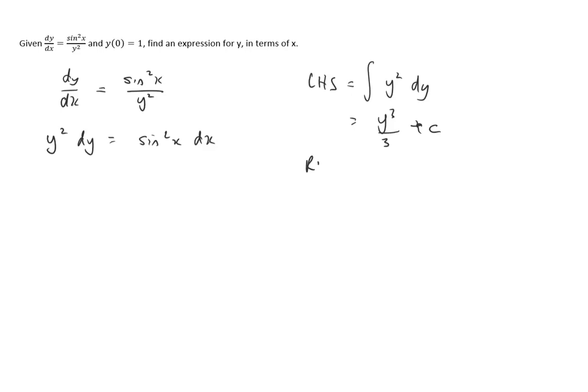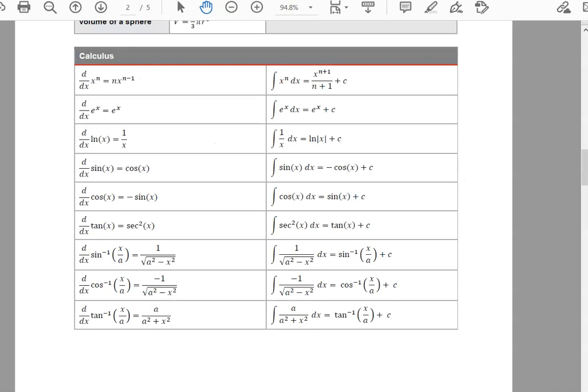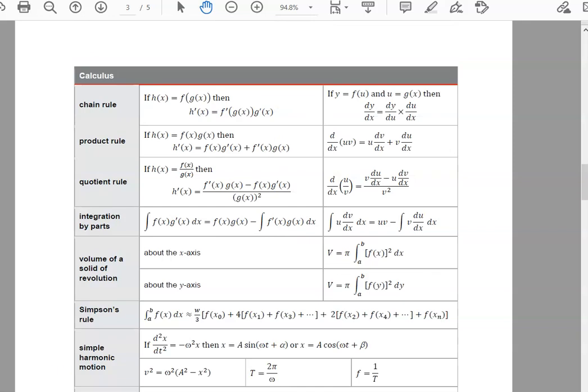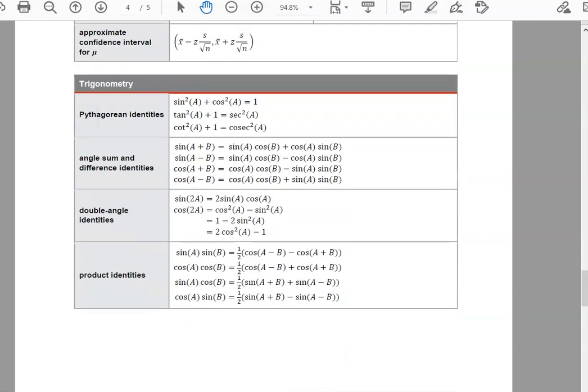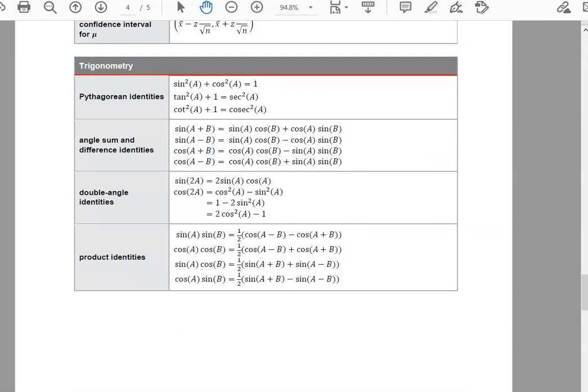Nice and simple. The right-hand side is going to be the integral of sine squared x dx. Now, do we recognize any relationships that we could possibly use here? Well, let's look at our formula sheet and see if it gives us some inspiration. Are there any integrals there? No, there's no sine squareds anywhere there. So let's have a look at our trig identities. Scroll down a bit, there's our trig identities. Do we have any trig identities here that might be helpful to us in terms of our integrals?